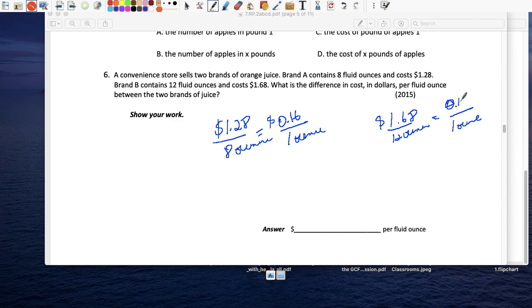That's not the final answer though, because they want the difference in price per ounce. So it'd be 16 cents minus 14 cents. So the difference between the prices per ounce is 2 cents. All right, so it's 0.02 per fluid ounce.